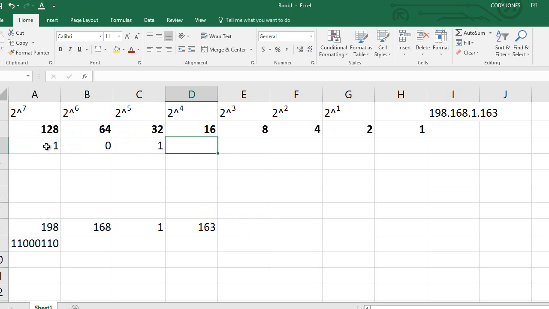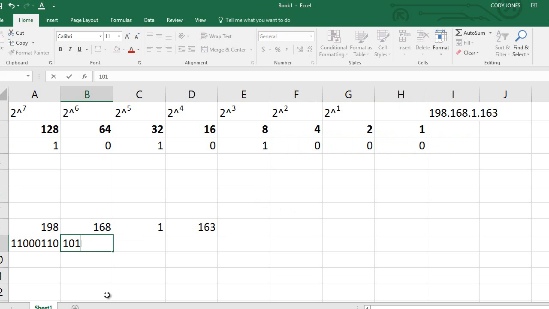Now that I know I have 8 left, I can put a 0, and make sure I put a 1 underneath the 8 because I'm going to subtract 8 from 8. 16 does not subtract from 8, so we got a 0. 8 minus 8 will. That's a 1. 8 minus 8 equals 0, so I don't have anything else to do here. I'm going to put 0, 0, 0 for the rest of them. So my 168 is 10101000 in binary.